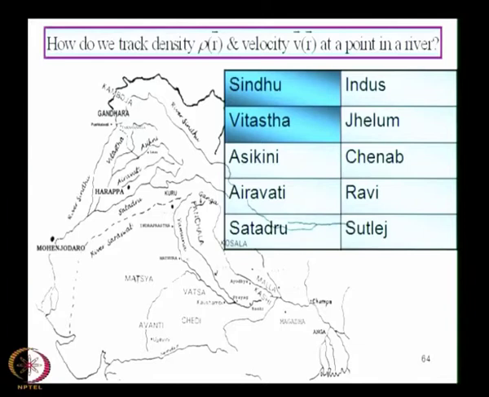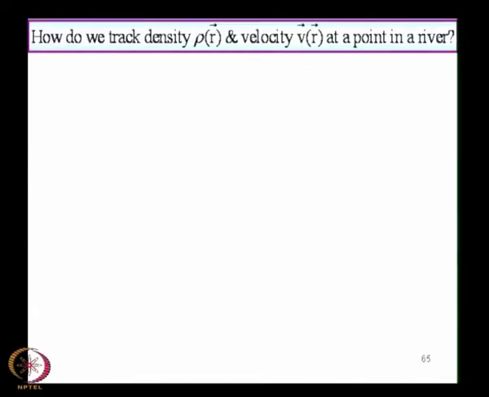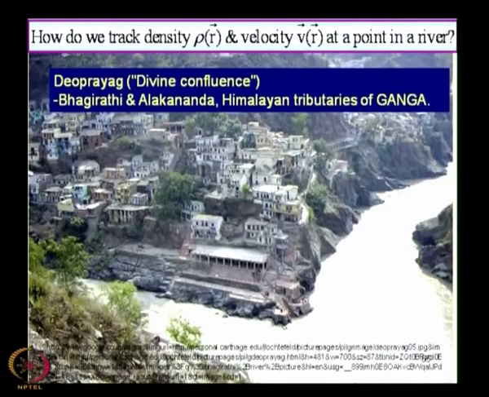You are going to ask the question, how do we track the density and velocity at a particular point in a river? So, I will take up a very famous example, which is of this confluence. This is a Sangam. This is the confluence of two wonderful rivers, Bhagirathi and Alaknanda. These are tributaries to the Ganga, both Himalayan rivers. And this is the picture at a town called Devaprayag, which is called the divine confluence. You have the Alaknanda coming from this side and the Bhagirathi coming from this side, and they merge over here. This is the confluence.